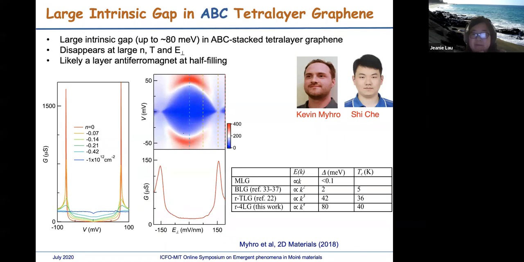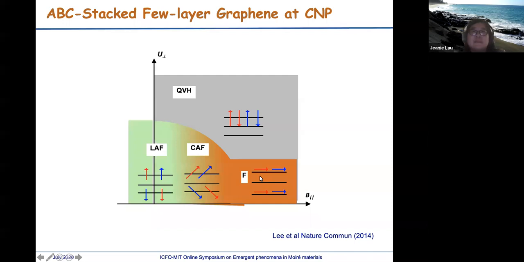Of course, so far this work we in my group have done is on suspended graphene, and of course there is recent work from Feng Wang's group, for example, in ABC stacked tri-layer graphene, where they have seen a number of interesting phenomena, including a correlated insulating state at half filling, the quantum anomalous Hall state, and also evidence for superconductivity.